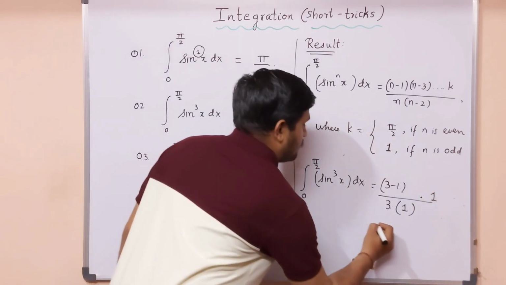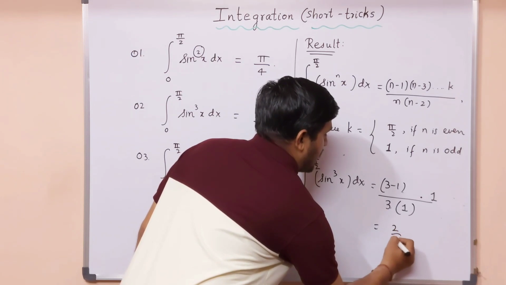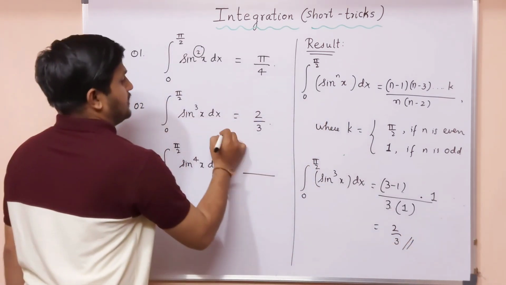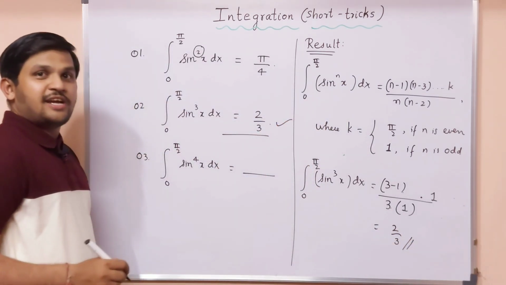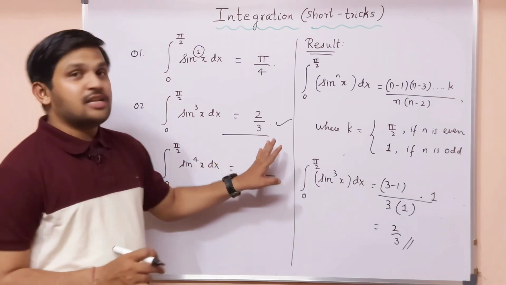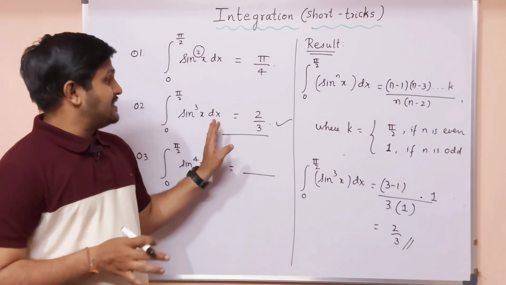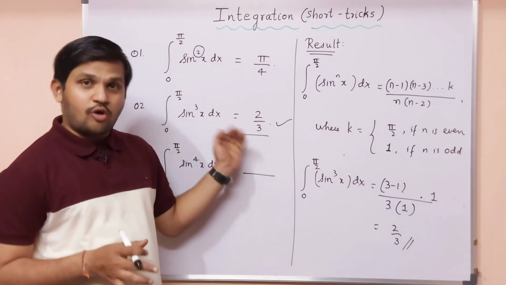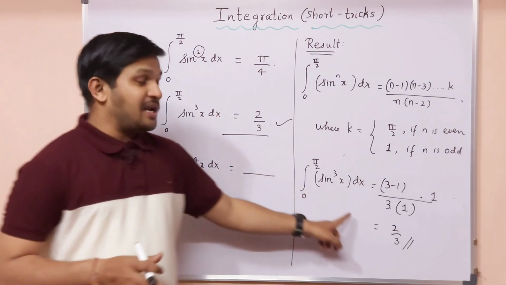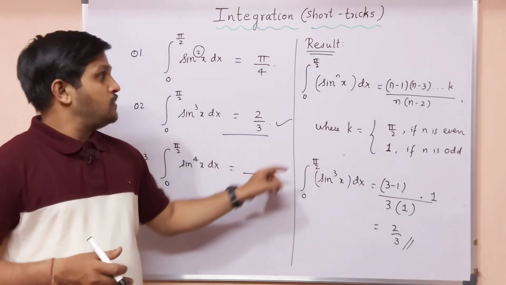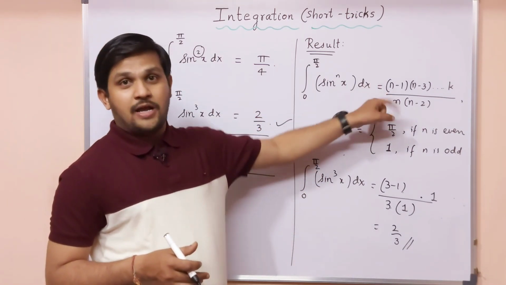So what is the value of this? 3 minus 1 is 2, and 2 divided by 3. Look here, 2 by 3 is the right answer, right? So easily we can solve this. If you go through the theoretical way of solving, it takes at least 10 to 15 minutes to solve this question. Now within a minute I am able to solve this by applying this formula properly.